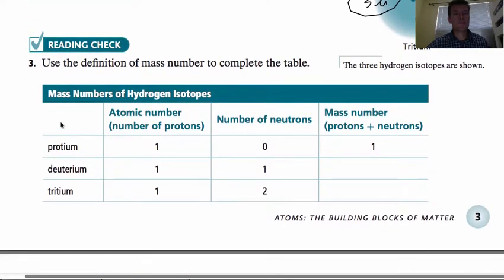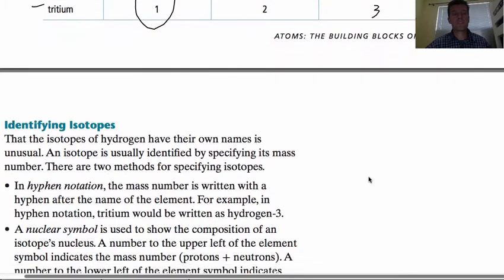This is a table that shows the mass number of hydrogen isotopes. So you've got your 3 different hydrogen isotopes. They all are going to have 1 proton, but they're going to have varying number of neutrons. Okay? So this would have a total mass of 1, this would have a total mass of 2, and this would have a total mass of 3. Okay?